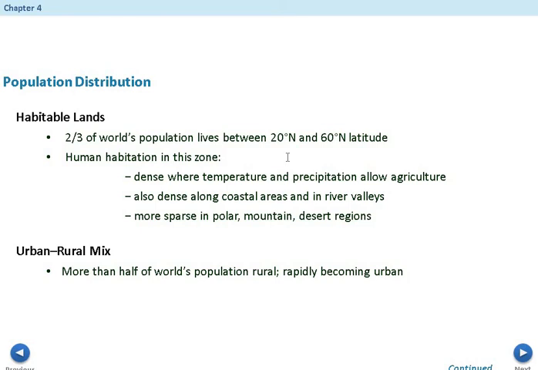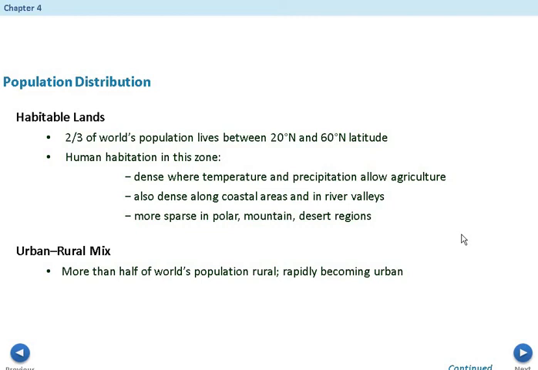Why do people live there? A lot of different reasons. Number one, temperature and precipitation allow agriculture, which means we can grow things. There are also a lot of coastal areas and rivers. Also, in the polar regions, mountains, and deserts, people don't live there, and so mostly through that area, the land is pretty hospitable.